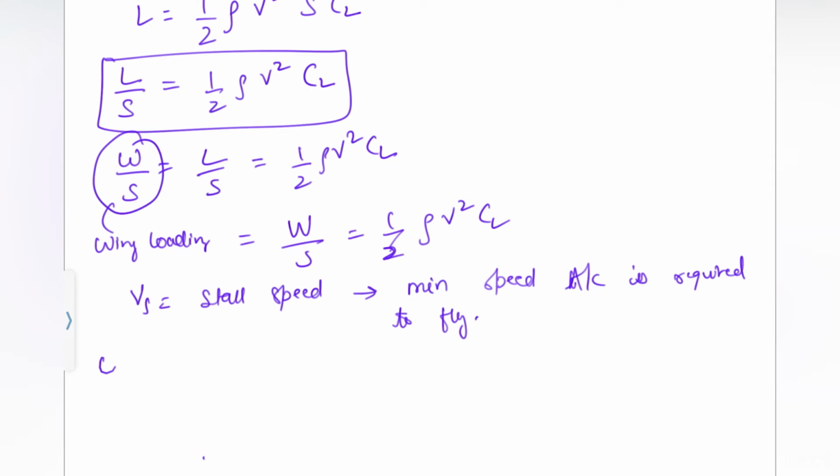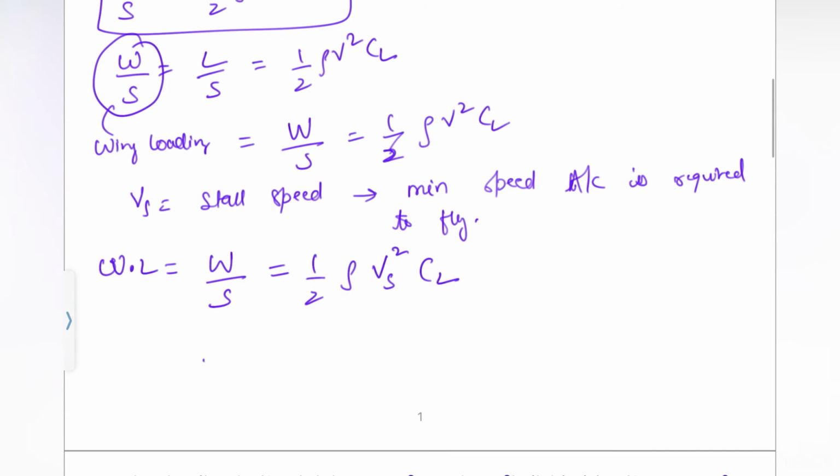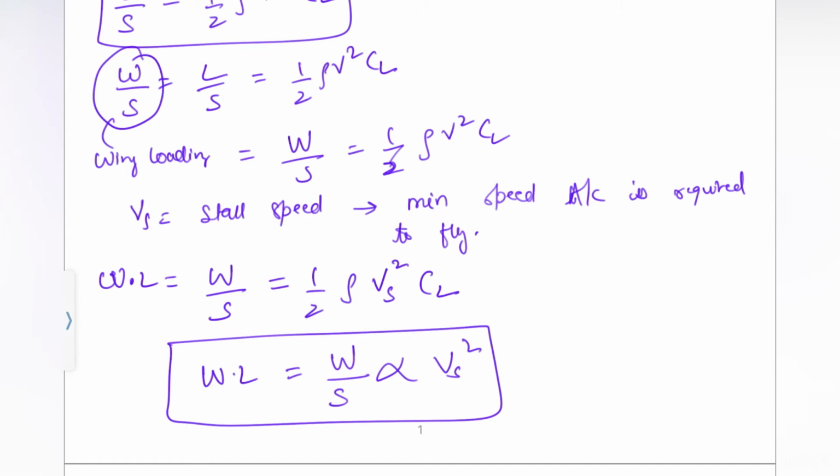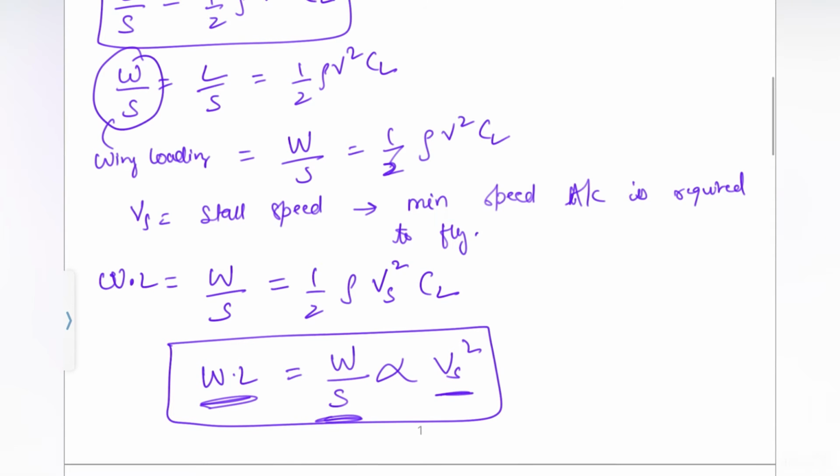So if we write that, wing loading is equal to W by S is equal to half rho Vs square Cl. Or we can write wing loading, weight upon area, is proportional to V square. So this is the final equation, which is the relation between the stall speed and the wing loading, W by S or W by A. You can write either way.